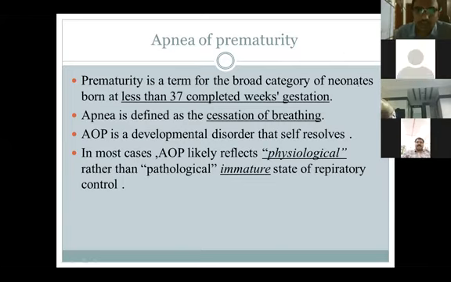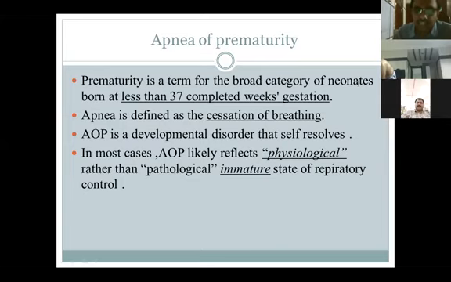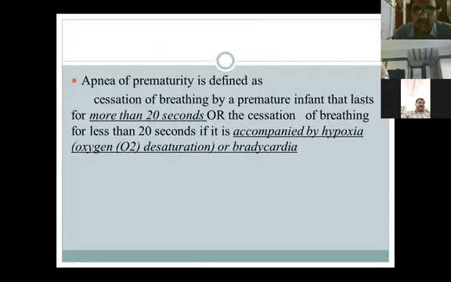Maybe we would have thought it is pathological, but basically it reflects a physiological rather than pathological process, mainly because of the immature state of the respiratory control. The definition of apnea of prematurity is a cessation of breathing by a premature infant that lasts for more than 20 seconds, or cessation of breathing for less than 20 seconds if it is accompanied by hypoxia, which is seen clinically by desaturation in the oxygen saturation, or bradycardia.